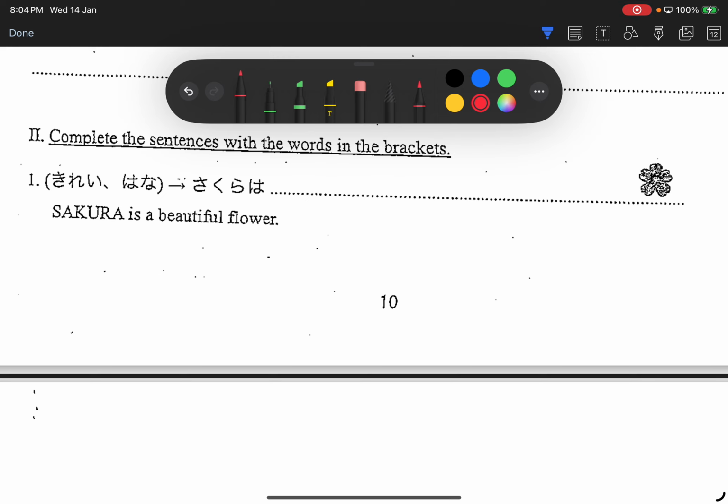きれい. Your friend gave you the answer already. きれい. Is this? Don't have the い. No, it's きれいな. きれいな. Yeah, 花 and きれい are friends. きれいな花です。Yes.